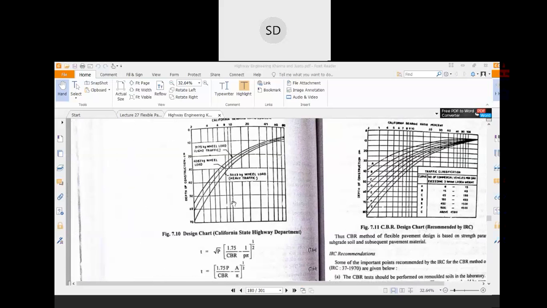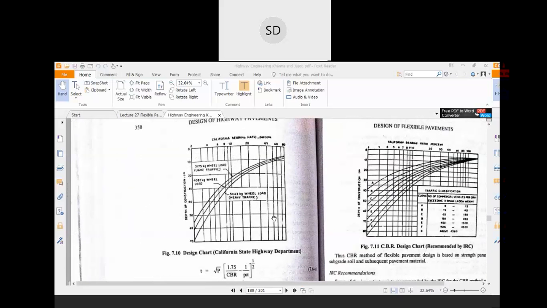This is the IRC design chart. You will get this chart in the IRC manual, that is IRC code 37. In that case, these values are the depth of the section in centimeters. This is the California bearing ratio test, and these are the different traffic loads.